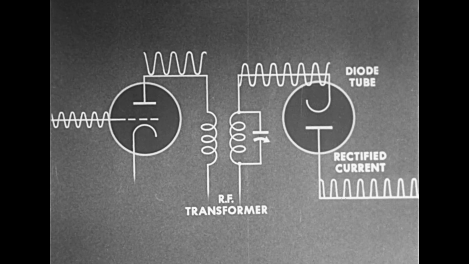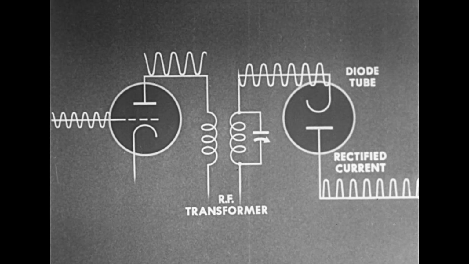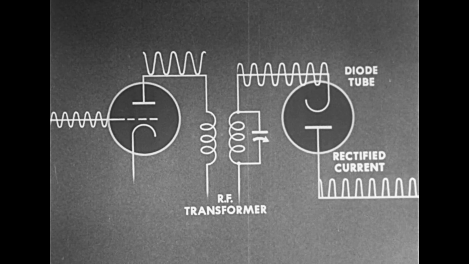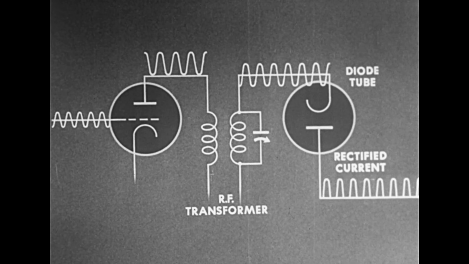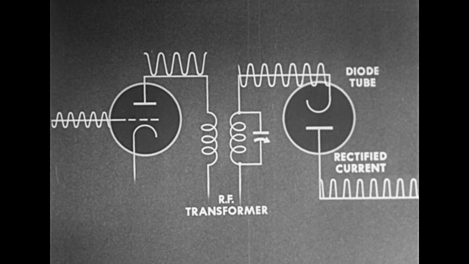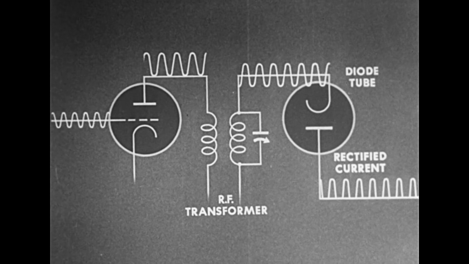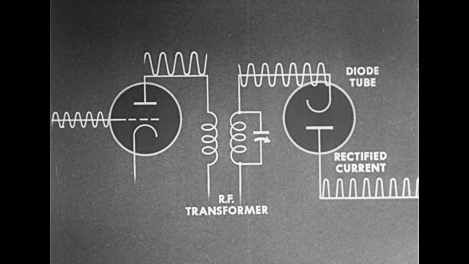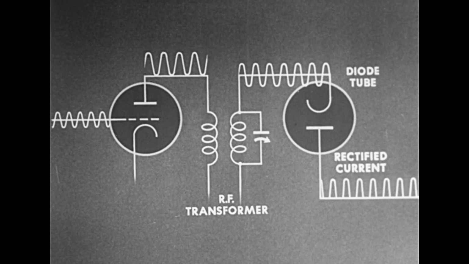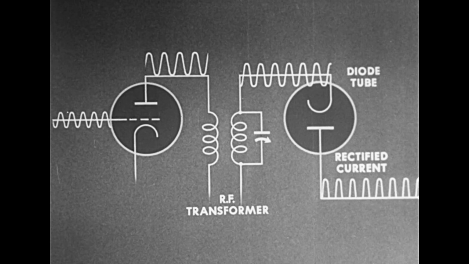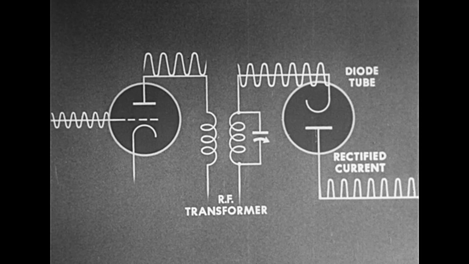The diode tube itself is not an amplifier. It merely changes an alternating wave into a unidirectional pulsating one. The rectified current has been detected and will actuate a telephone headset. We have now followed the radio signal down the antenna through two stages of radio frequency amplification and through a detector tube.